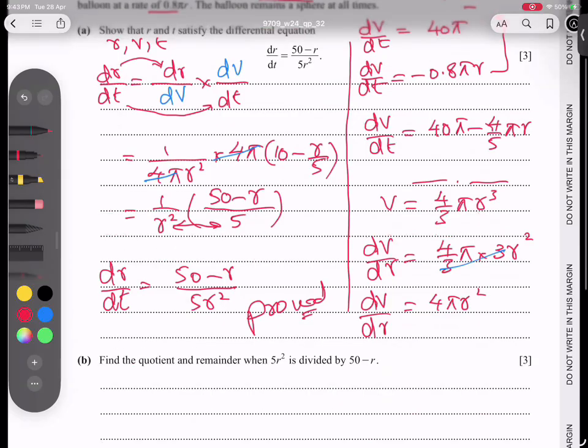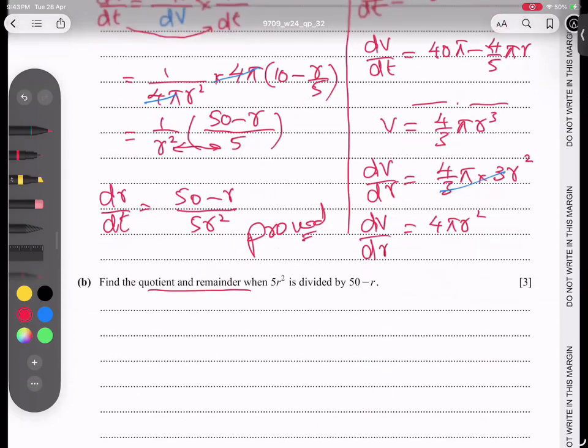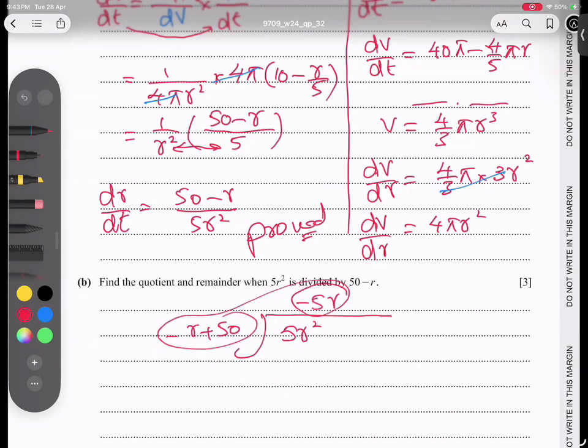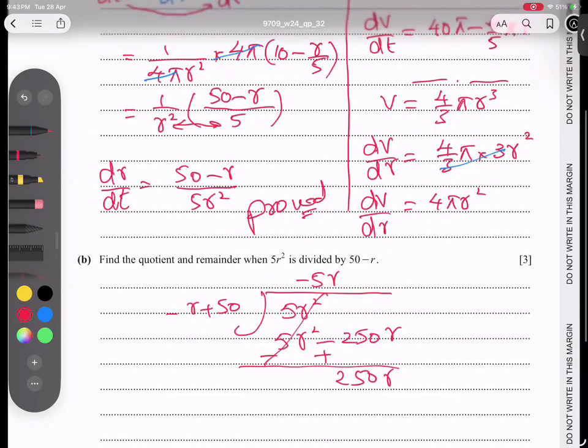Next part, students, they said quotient and remainder, we find it for this divided by this. So we have to reorder. So minus R plus 50, we are bound to write negative R before, otherwise we cannot do long division here. 5R square, I'm writing. Now this multiply, what gives you this value? So negative 5R and negative 5R multiply with both. I'm getting 5R square and negative 5 times 5 is 25, 250R. Sign must change, this cancels, I got 250 and 250R. I think this part is clear.